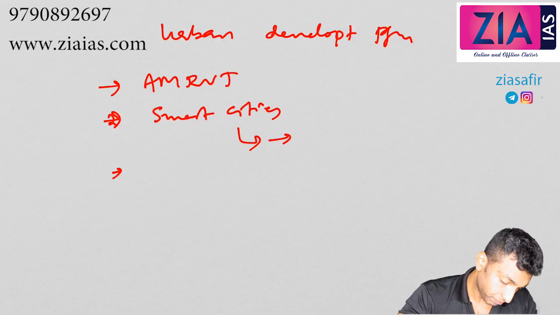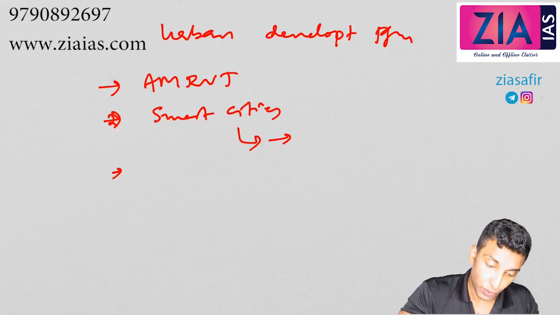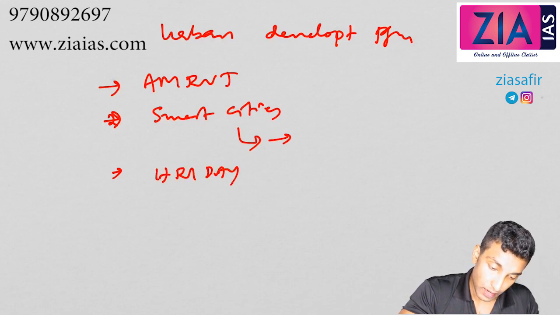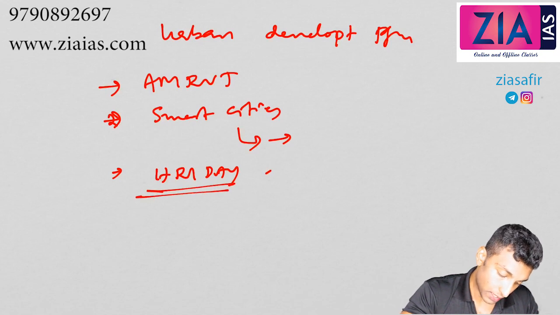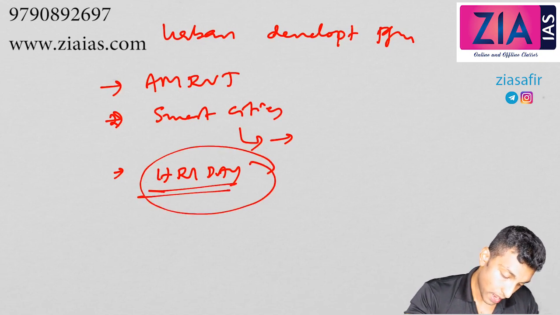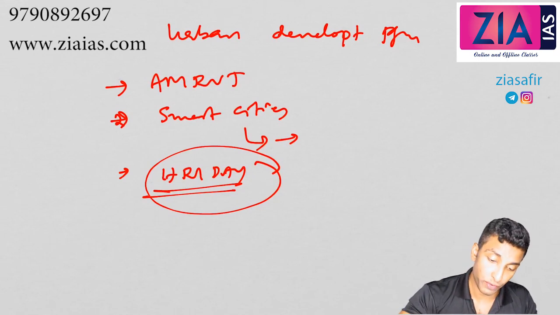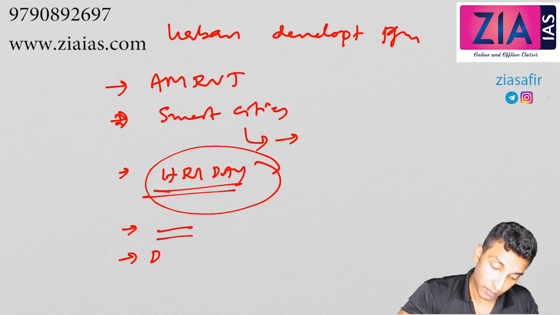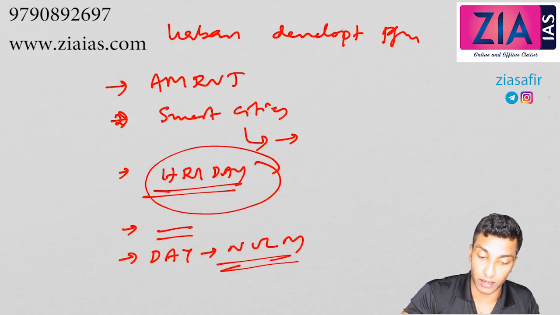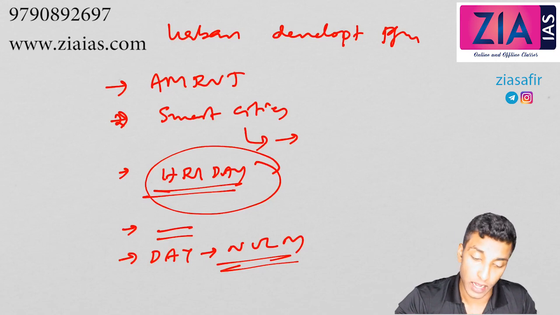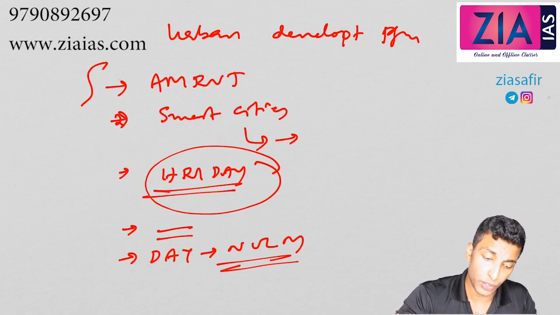Then the National Heritage City Development and Augmentation Yojana, Hriday. Basically the focus is to develop heritage cities for the promotion of tourism. Then Swachh Bharat Abhiyan you can write here also. Then Deen Dayal Antyodaya Yojana, NULM, National Urban Livelihood Mission, that also you can write under urban development. We have discussed it already, so you can have a look into this.